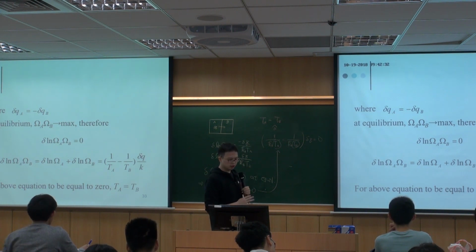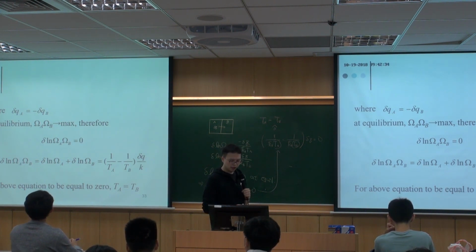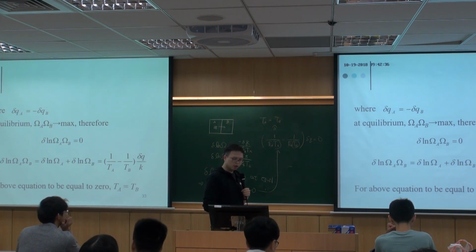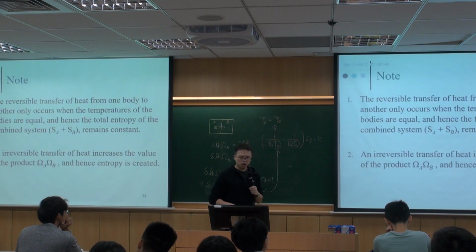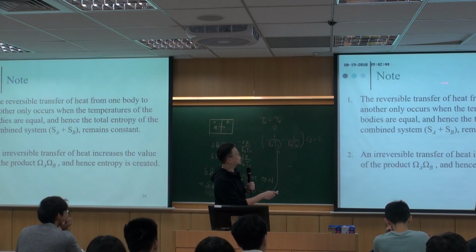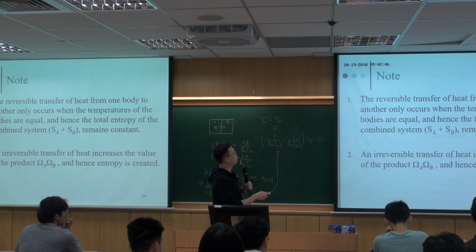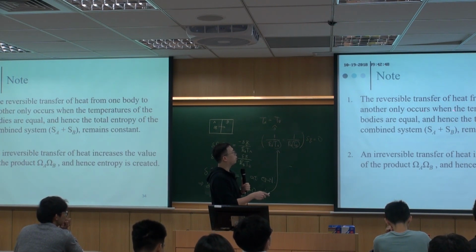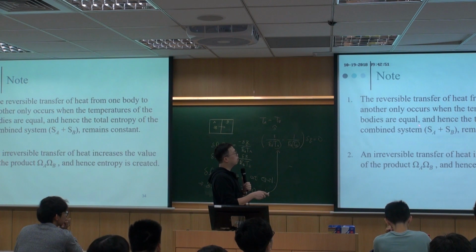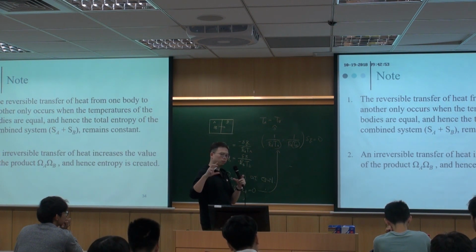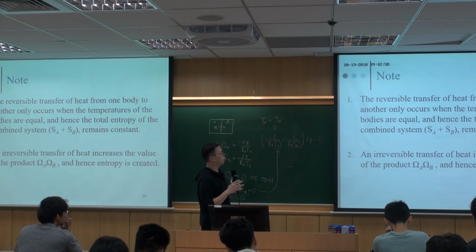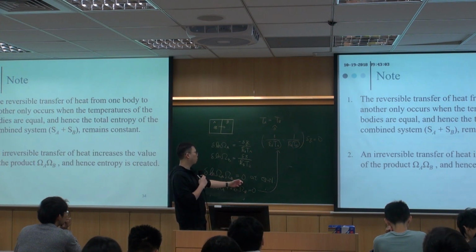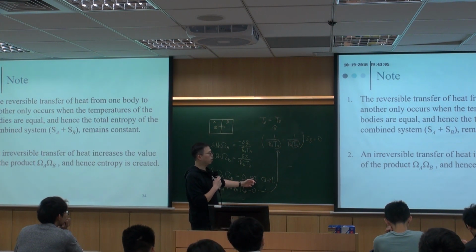Okay, so this is, I think, very important. So please make sure that you understand this section. So note that reversible transfer of heat from one body to another will only occur when the temperature of the bodies are equal. So if originally the temperature of these two systems are not the same, then we know that it is an irreversible process, because the total entropy increases and it reaches a maximum at equilibrium.